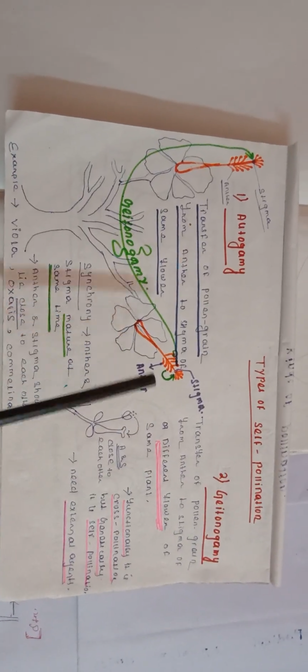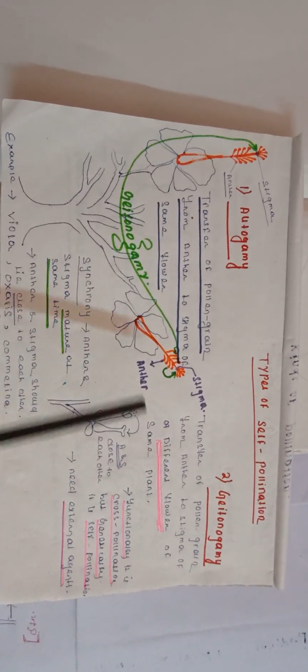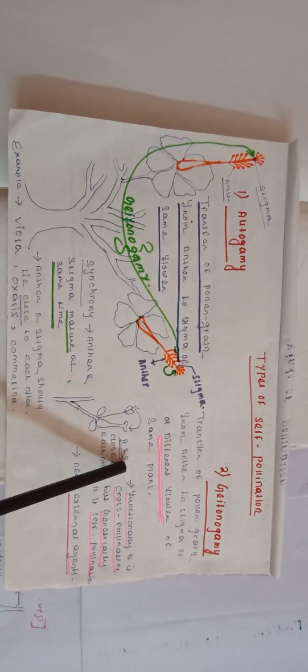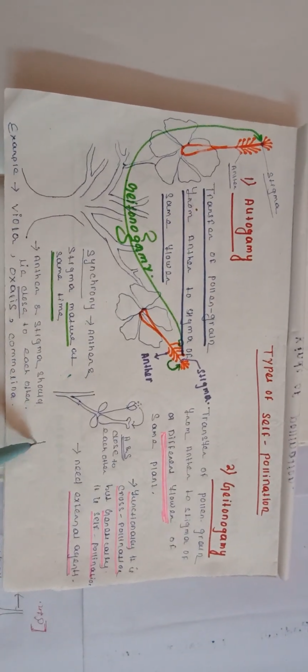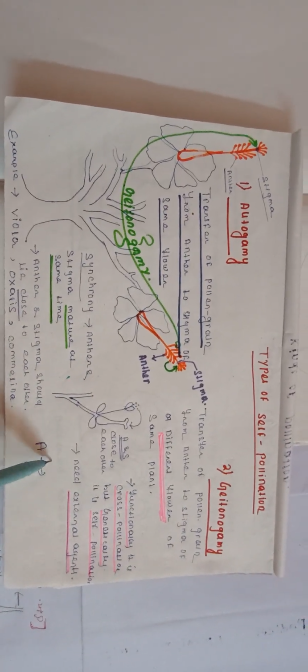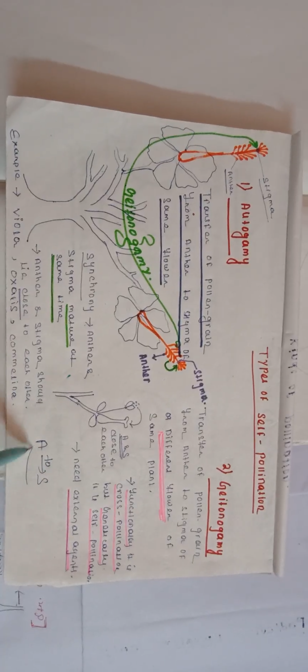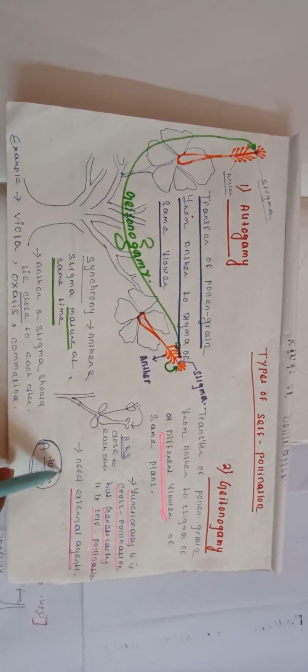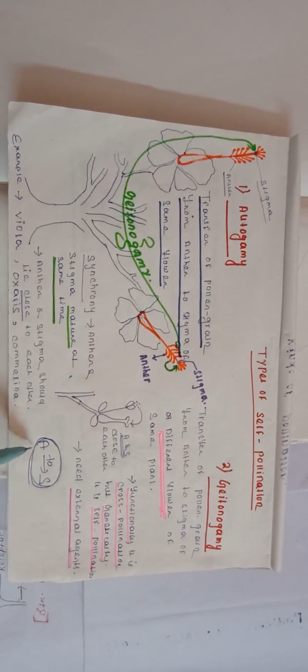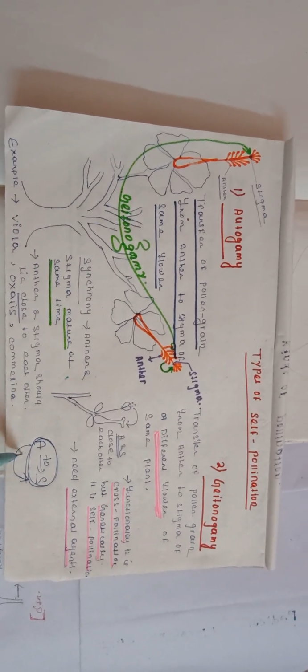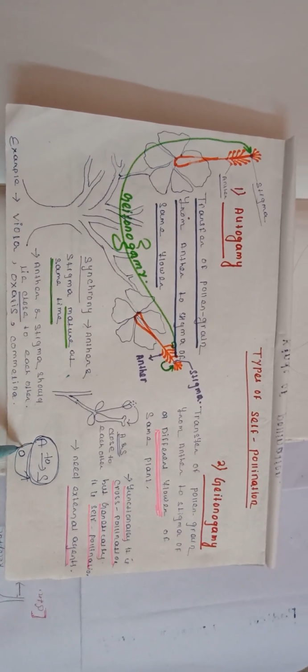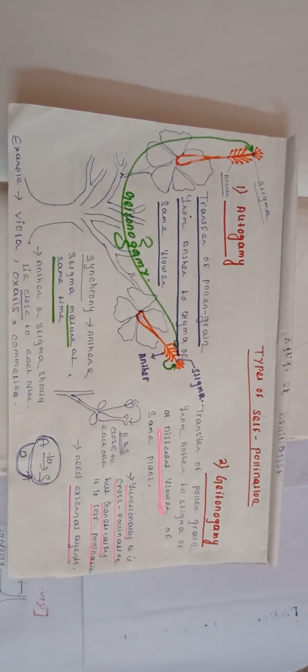What is pollination? The transfer of pollen grain from anther to the stigma is known as pollination. Anther to stigma. Anther to stigma. The pollen grain comes from anther to stigma, which is known as pollination.